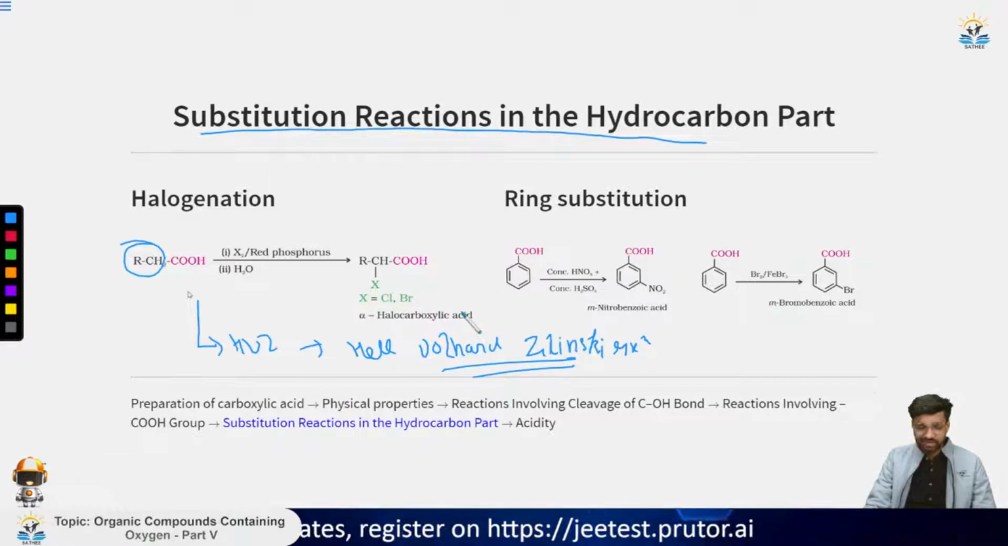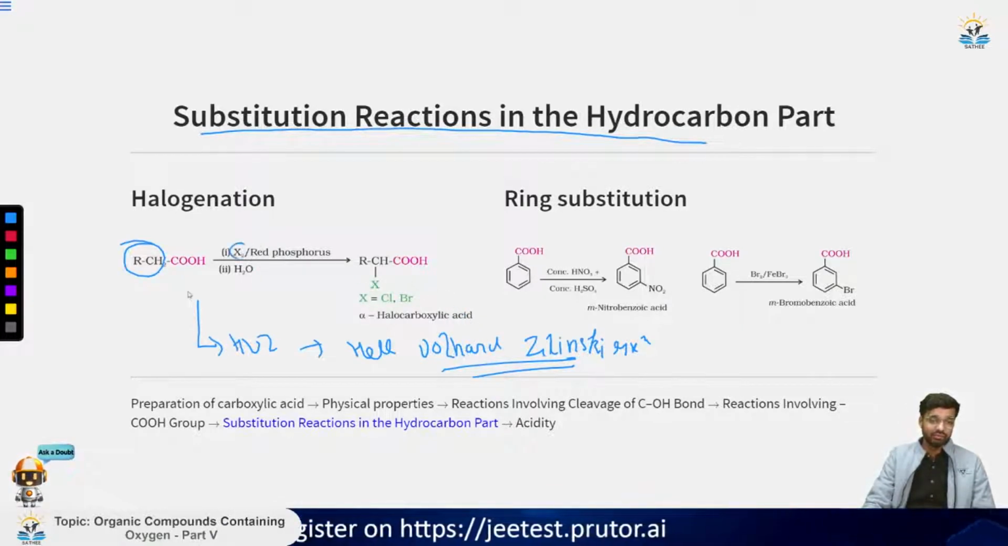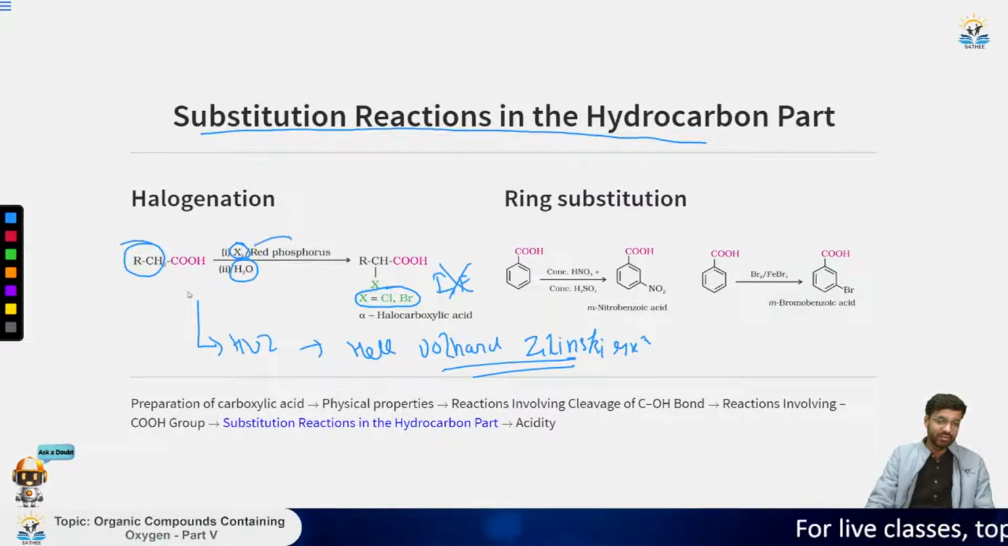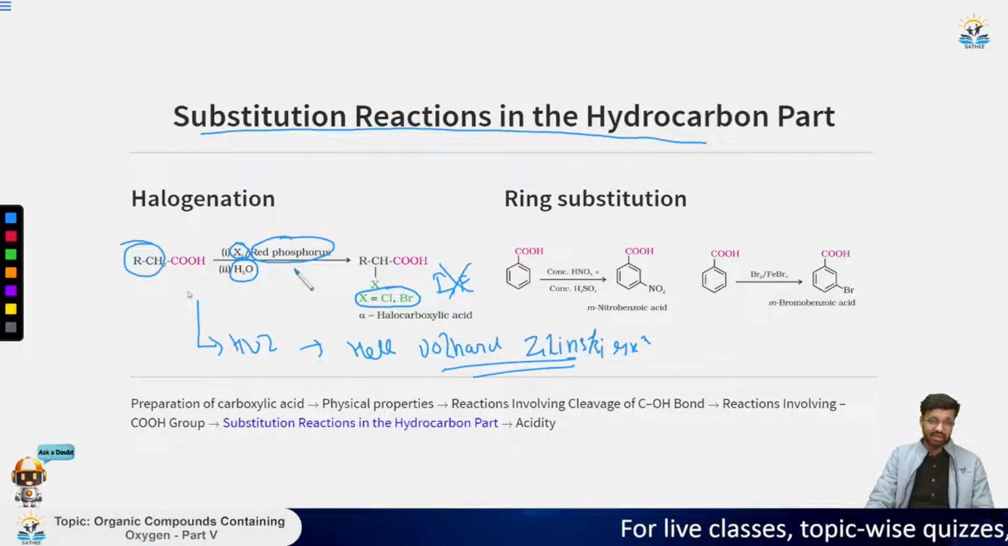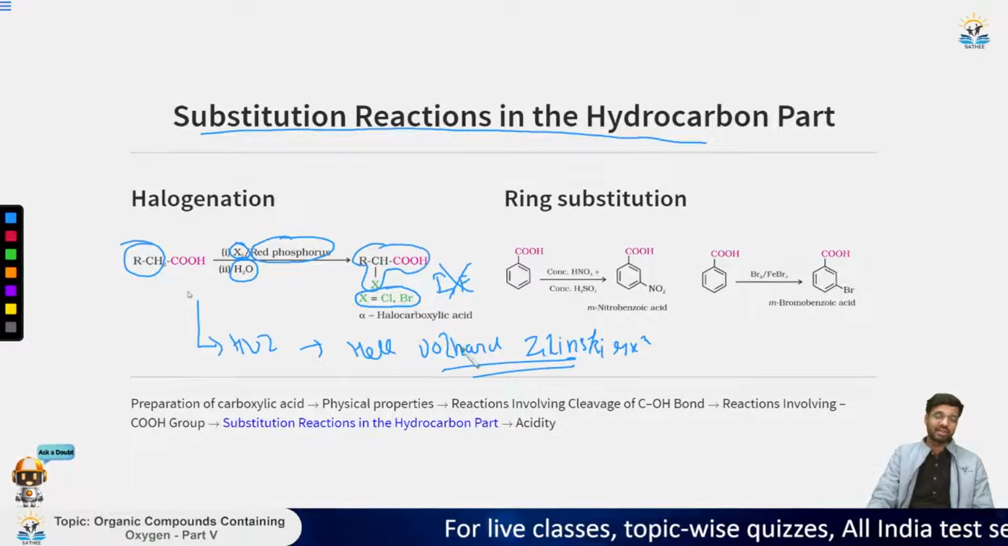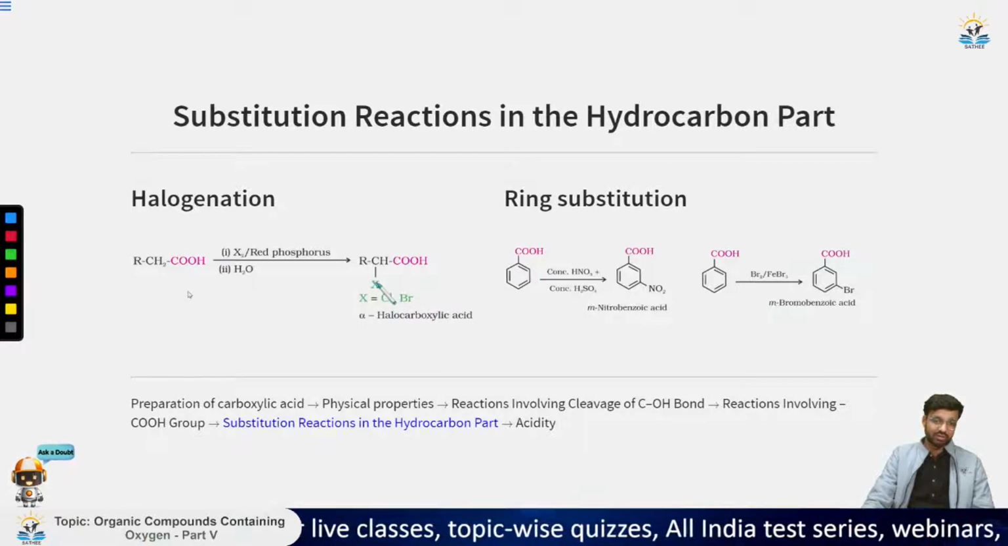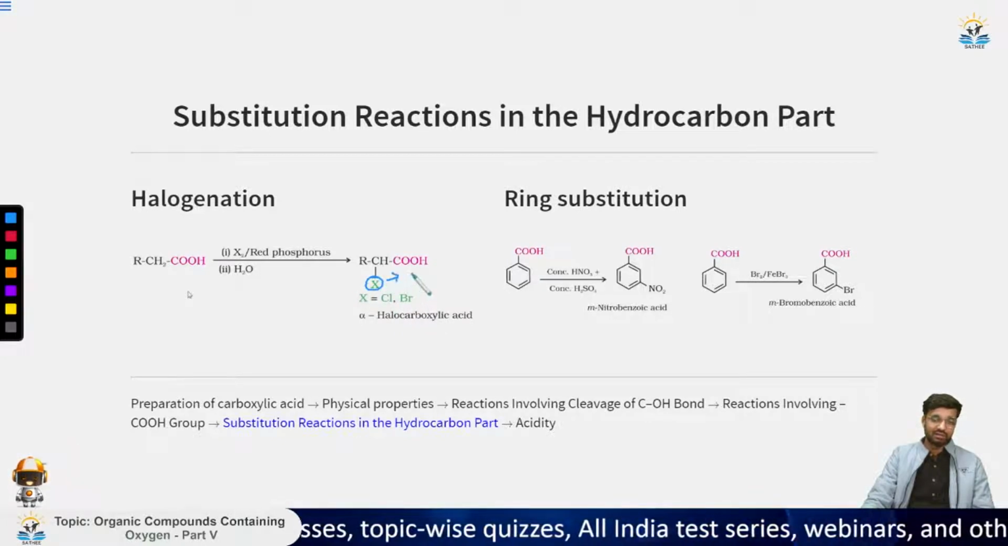How will you do it? You take X2, that is your halogen, which is to be substituted, and this halogen can be only chlorine and bromine and not iodine and fluorine. So there cannot be iodine and fluorine. You will first react it with X2 and red phosphorus, and in the next step you will hydrolyze this with H2O to get your final product like this. It is an alpha halocarboxylic acid because the halogen is present at the alpha position.